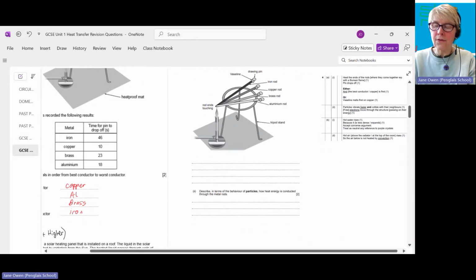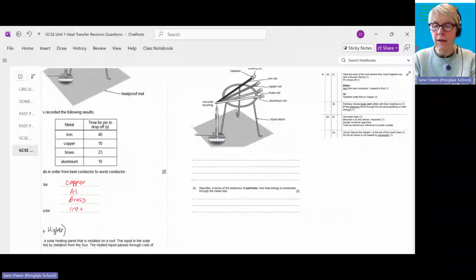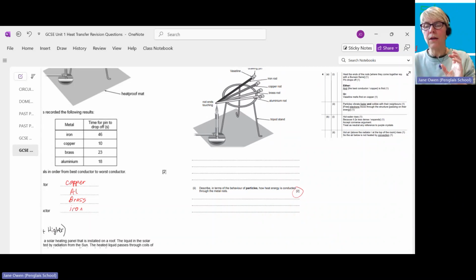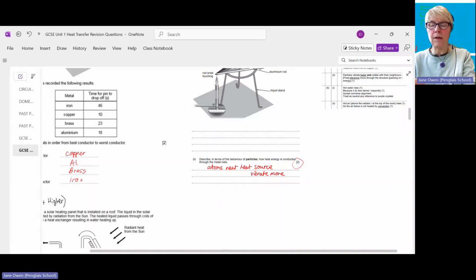And then it asks us in a little bit more detail what the particles are doing. The particles will be vibrating. Now there's 2 marks here. The atoms themselves, which are in fixed regular arrangements, vibrate more where it's hotter. So atoms near the heat source vibrate more. This in turn knocks a neighbor atom, which vibrates a little bit more, and so on and so on all the way down the chain.